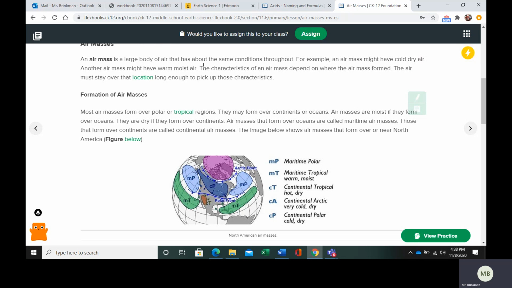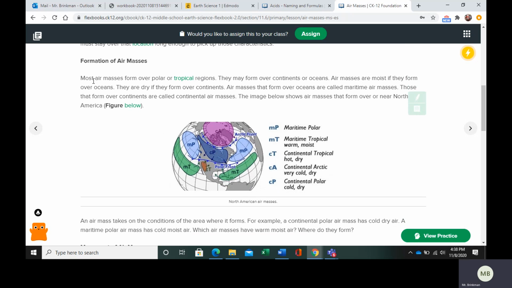These characteristics of the air are going to depend on where the air mass formed. The air has to stay over that location long enough to pick up the characteristics. Most air masses form over polar or tropical regions, polar being very cold, tropical being very warm. They may form over continents or over oceans.